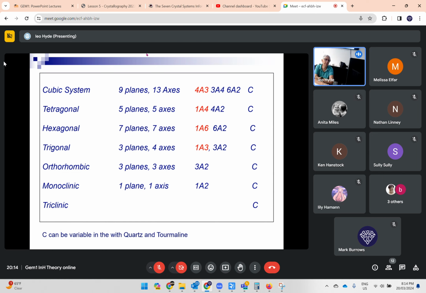So all up, there's 13 different axes of symmetry for a cubic system and 9 planes plus a center. But I've put it in red. That's what I want you to learn. By the time you get down to orthorhombic, that's all there is. But the ones above that have more elements of symmetry. So who wants to just learn the minimum symmetries?